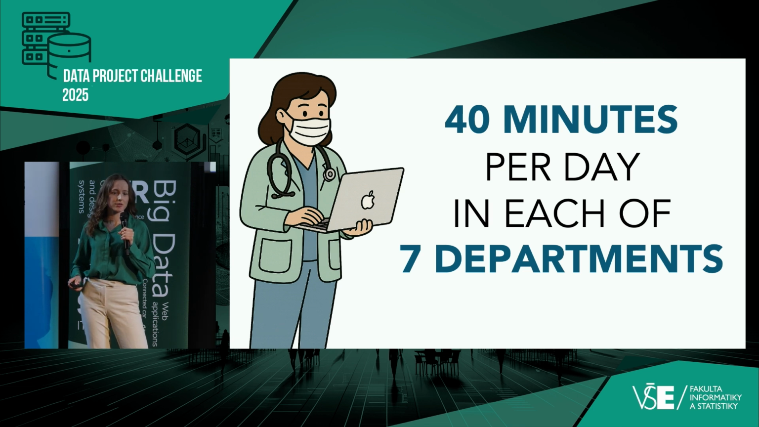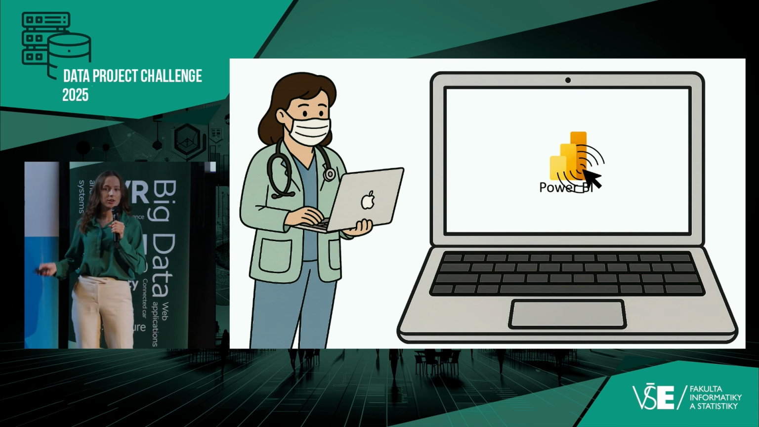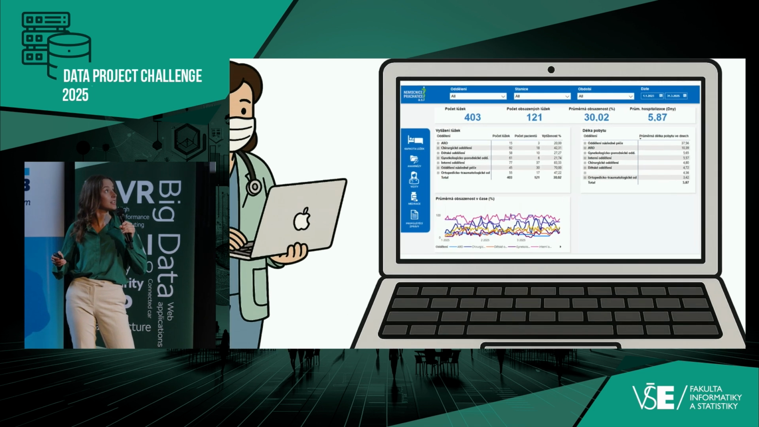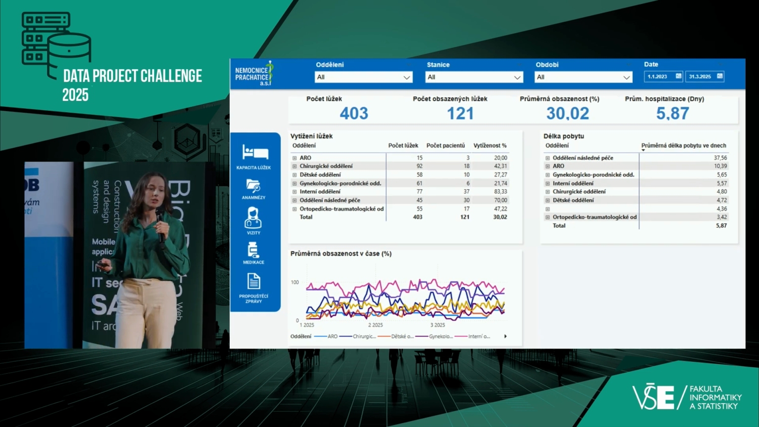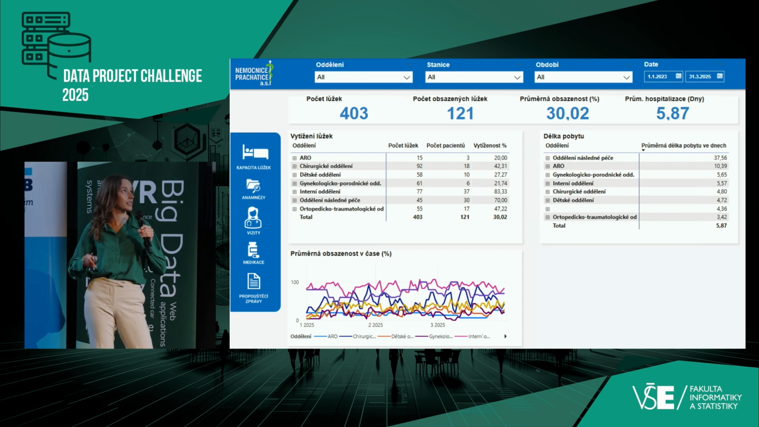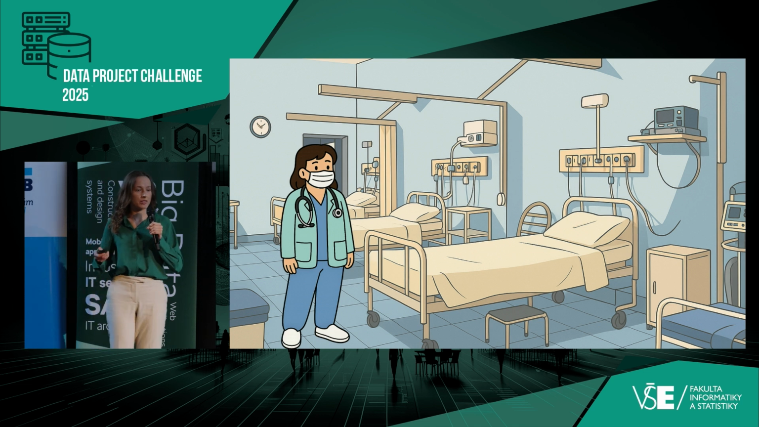So when we saw this, we knew we had to do something about it. With our solution, the only thing she needs to do is click on Power BI, and she sees all the information she needs. She has the information about the occupancy in the whole hospital, in her departments, and also in wards that are in those departments. With that, she now knows how many patients are currently in each department of the hospital.